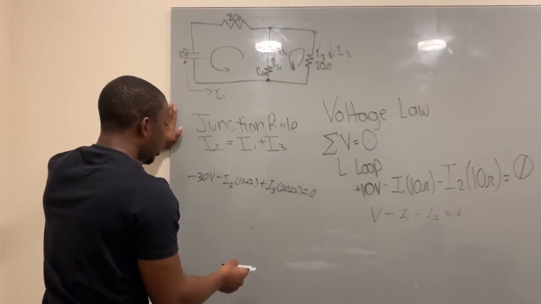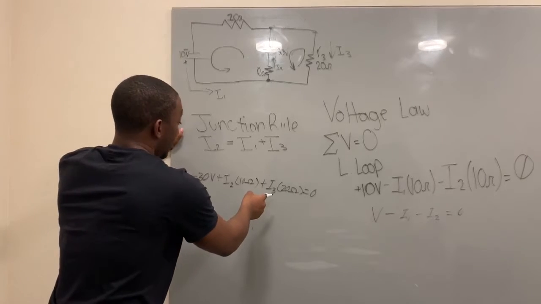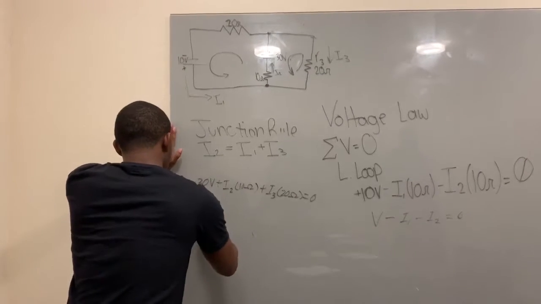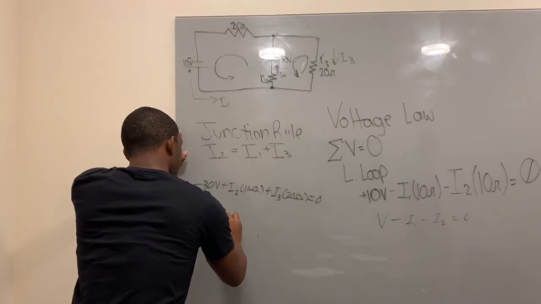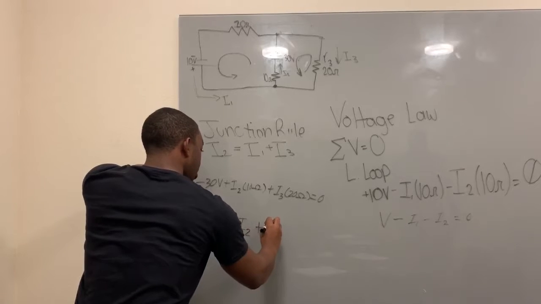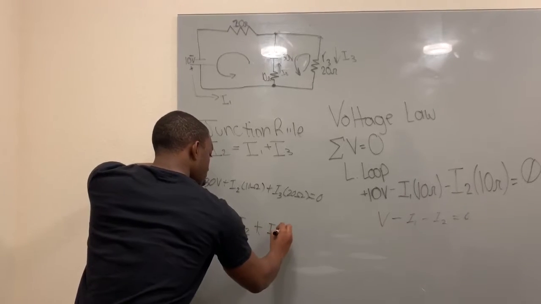And just like on the left loop, on the right loop you can divide by 10 again, so it'll get you negative 3 volts plus I2 plus I3 equals 0.